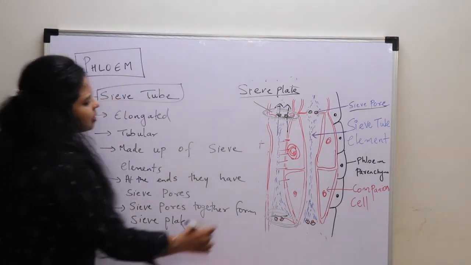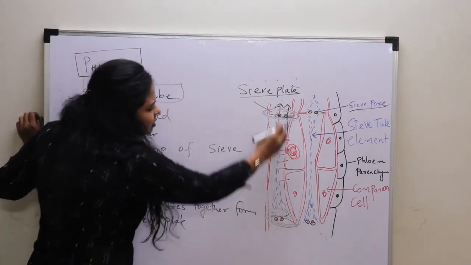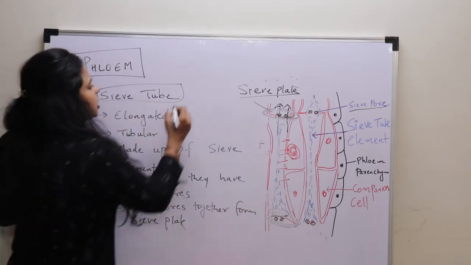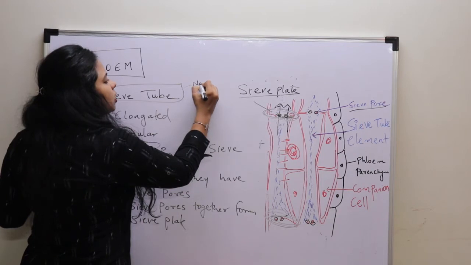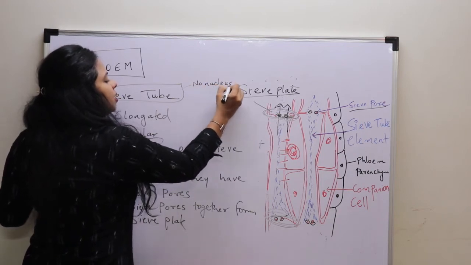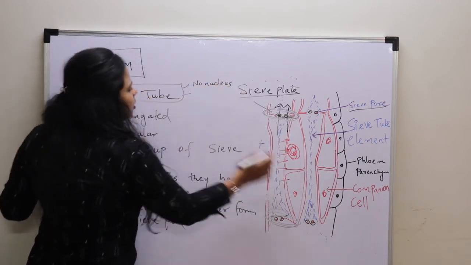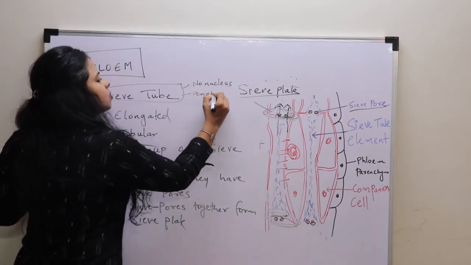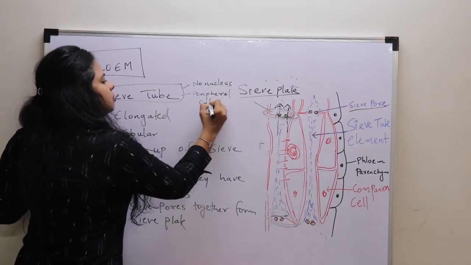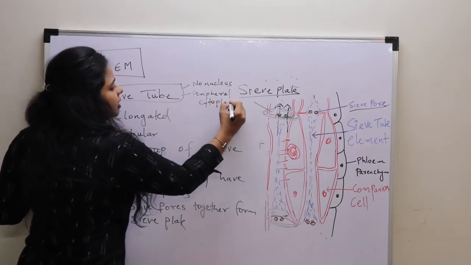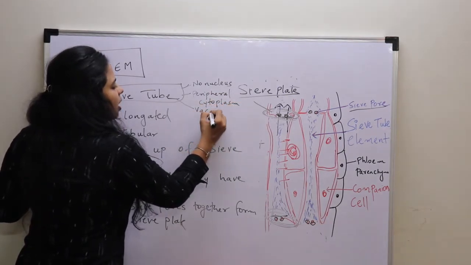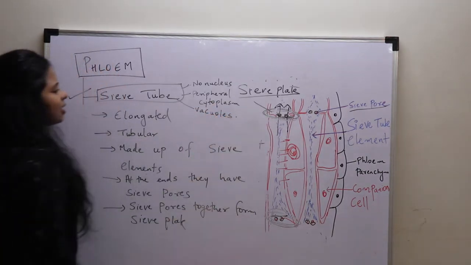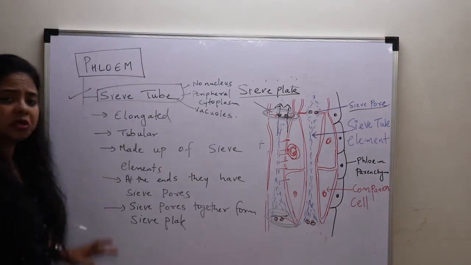Now as you can see, in a single sieve tube, can you see a nucleus? No, because it is absent. So in the sieve tube there is no nucleus. Then cytoplasm, it is peripheral, okay, so it is present at the periphery. Then it has a vacuole, yes. So vacuoles are present. Is it clear? So this is all about sieve tube.